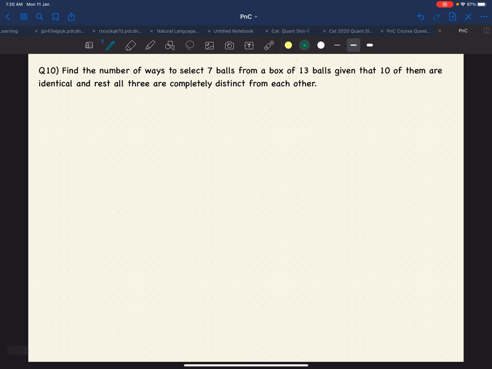Okay, going to the next question, we have: find the number of ways to select 7 balls from a box of 13 balls. So we have 13 balls here. Given that 10 of them are identical, so we have 10 balls which are identical to each other, and the rest all 3 are completely distinct from each other. So let's say we have X, Y and Z. These 3 are distinct from each other. Now we have to select 7 balls here. So this we'll be doing using the counting method.